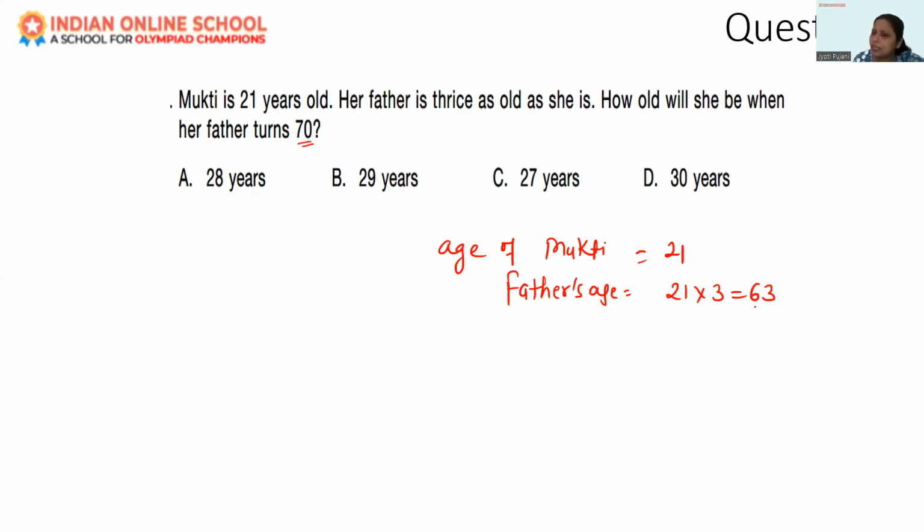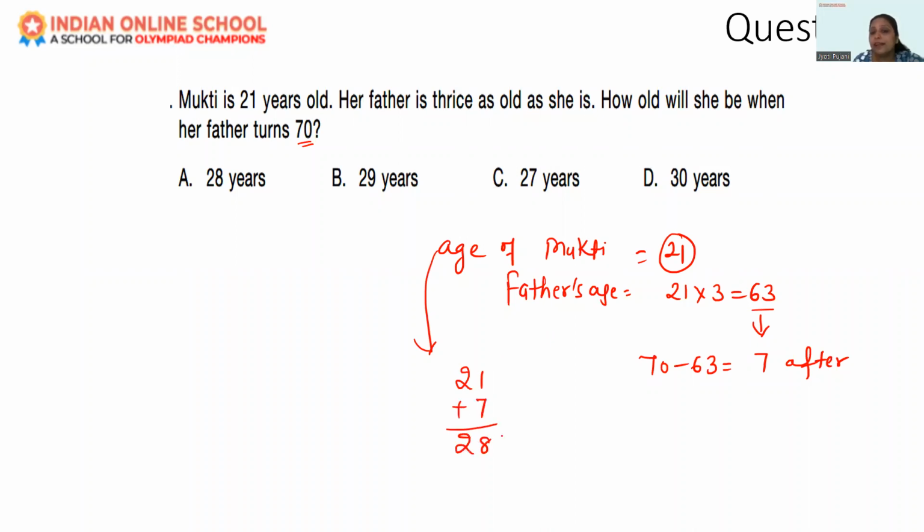How old will she be when her father turns 70 years? Can you tell me when her father will turn 70 years if he is 63 years now? Obviously, after 7 years, 70 minus 63. It means after 7 years her father will turn 70. So after 7 years, what will be the age of Mukti? After 7 years, the age of Mukti will be 21 plus 7, 28 years. That will be your answer. Got it? This is a very, very easy question. Fine. If you follow the conditions according to the statement, you will never lose your answer.